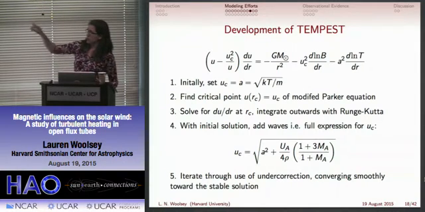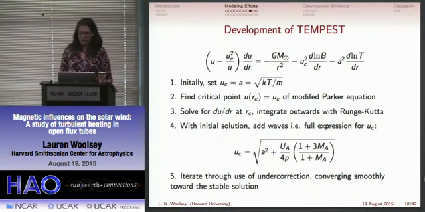So what we're doing is we're solving this code at the top. And so at the beginning, with Parker, his original work was there was a critical point where you went from subsonic to supersonic. So our starting point was setting this critical point to be where the wind speed went through the sound speed, and then we'll add Alfvén waves onto that. So we find the point where that's true, and then we solve for the slope at that point and integrate outwards. Once we have this initial solution, we can actually add in the waves because we needed that initial guess for the speed so that we could give an initial guess for the density, and then we iterate through under-correction, getting to a steady state.